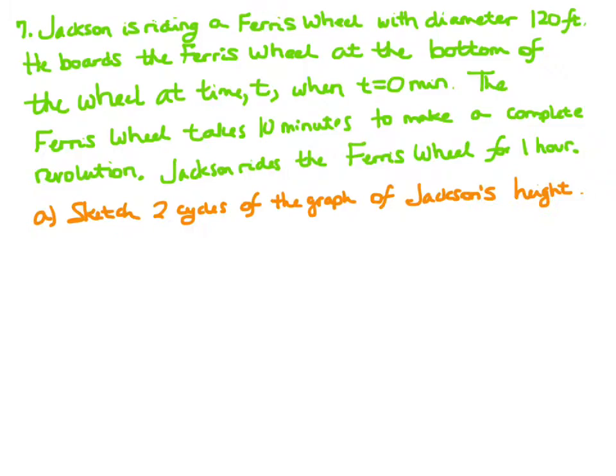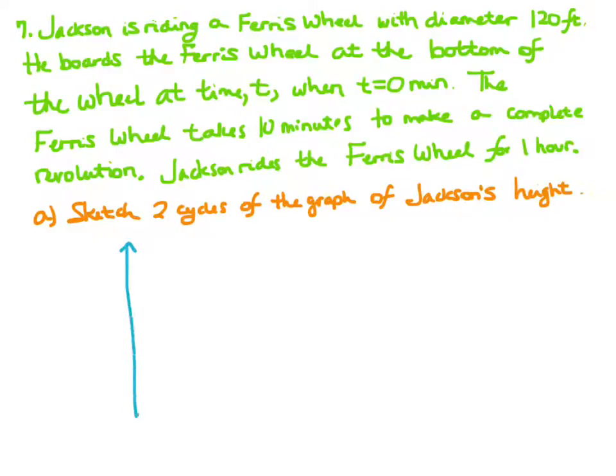All right, question number 7. In question number 7, we see that Jackson is riding a Ferris wheel with diameter 120 feet. He boards the Ferris wheel at the bottom at time t equals 0, and the Ferris wheel takes 10 minutes to complete a revolution. And Jackson rides this Ferris wheel for 1 hour. And the first thing we're asked to do is sketch 2 cycles of the graph of Jackson's height.